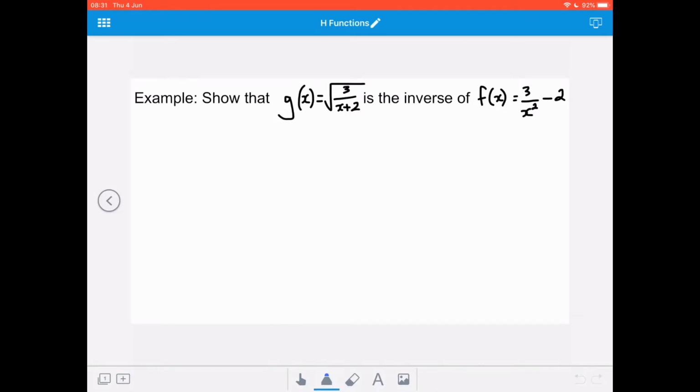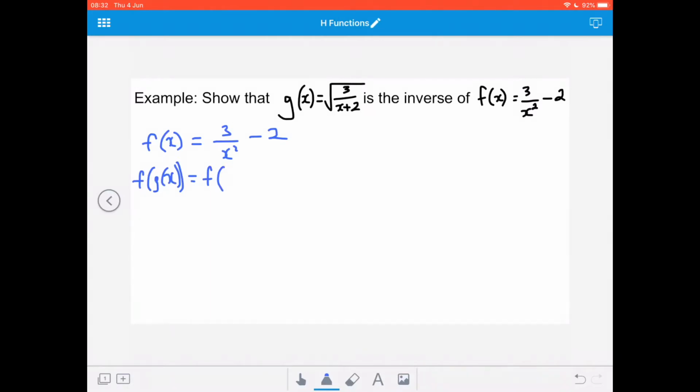So the final example, we want to show that g of x equals the square root of 3 over x plus 2 is the inverse of f of x equals 3 over x squared minus 2. So we're using that relationship that f of g of x is going to equal x. So we need to prove that that's the case. So what we want to do is find what f of g of x is. So we're going to start off with f of x, and that is our 3 over x squared minus 2. And we want to find what f of g of x is.